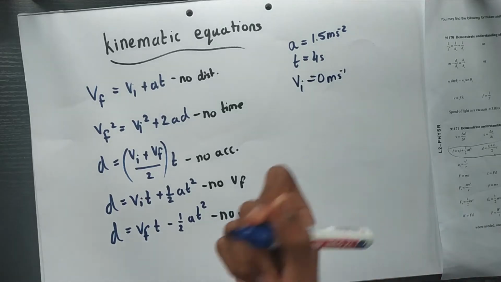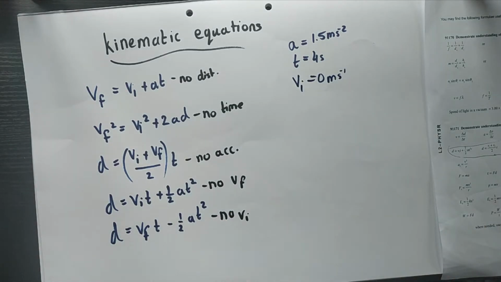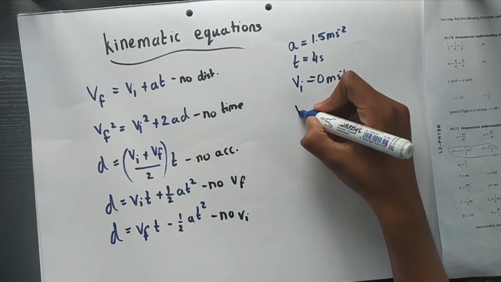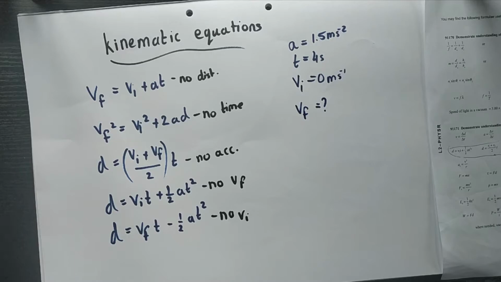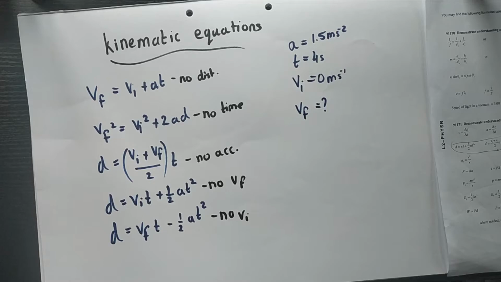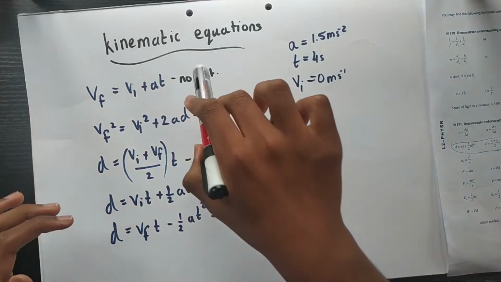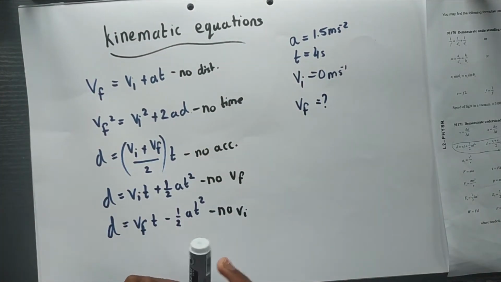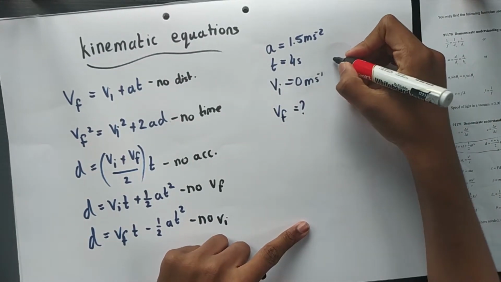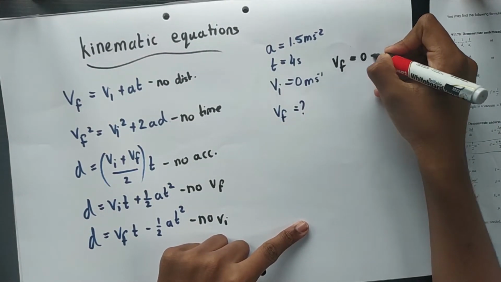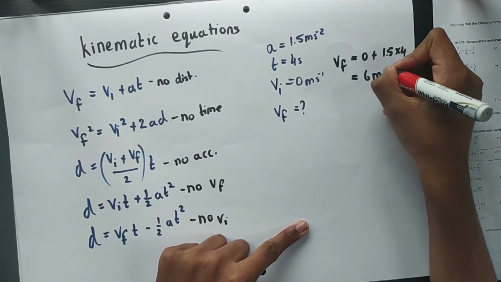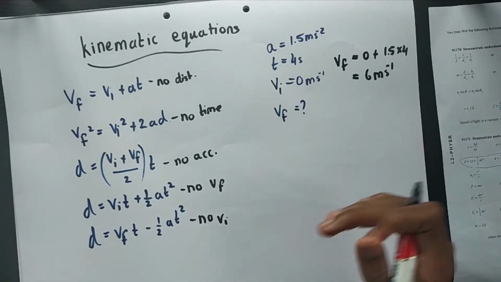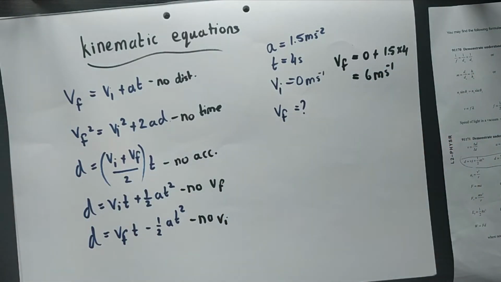Alright? And we must find the speed 4 seconds after starting. So V final is what we need to find. Now, what is the one thing we don't need? We don't need distance, right? So we look at the formula. Which formula doesn't have distance? This formula doesn't have distance. We're going to use this formula. And there we go, right? Just by doing some calculation, that's our answer.